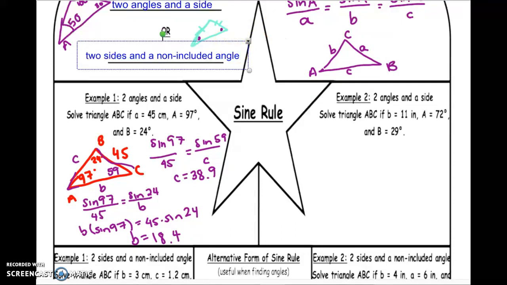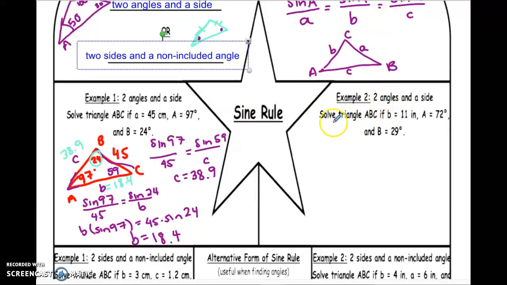Now, one thing I like to bring up, because we want to make sure our answers make sense, in geometry you guys also would have learned the smaller the angle, the smaller the side opposite it. So we just figured out that B was 18.4, and we figured out that C was 38.9. So make sure your answers make sense. 24 is the smallest angle, and B ends up being the shortest side. 97 was the largest angle, and so 45 is the longest side. All right, so it's just a nice little check to see if it all makes sense.